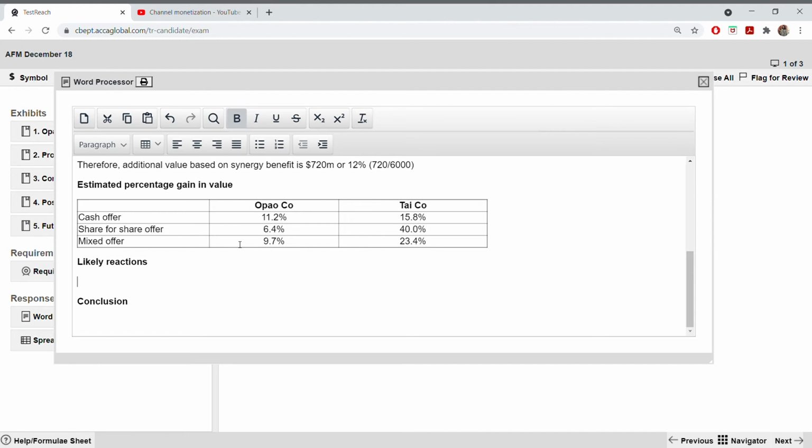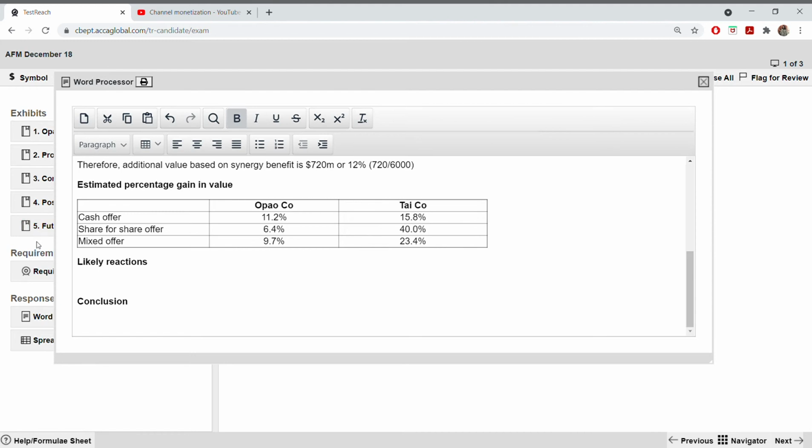So when you give likely reactions, don't say the cash offer is giving the highest and lowest to this company and that company, therefore this is good or that is bad, then share for share offer is giving, then mixed offer is giving the lowest and highest for Thai company, and that's it. That is not called reaction. Reaction means how are they going to react? Are they going to react positively to the cash offer, or negatively? What could be the impact if they choose that one? What could be the positive impact? What could be the negative impact?